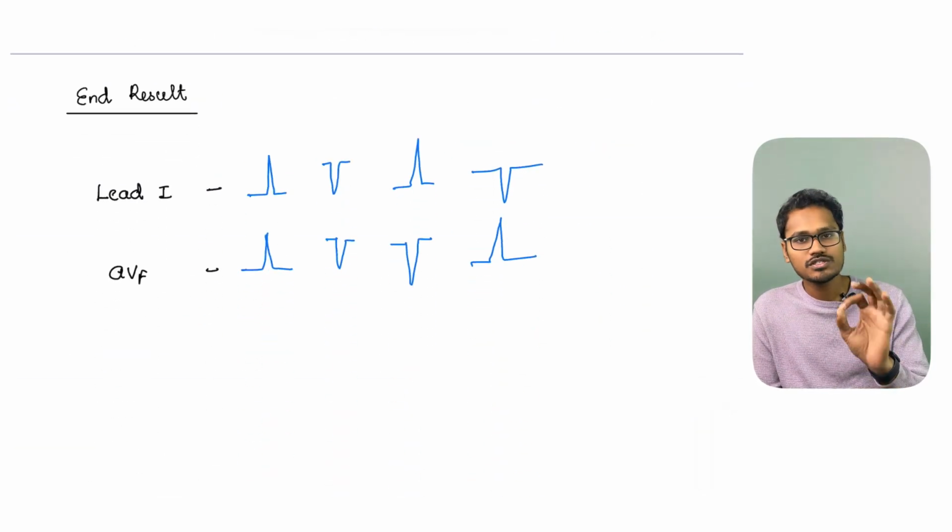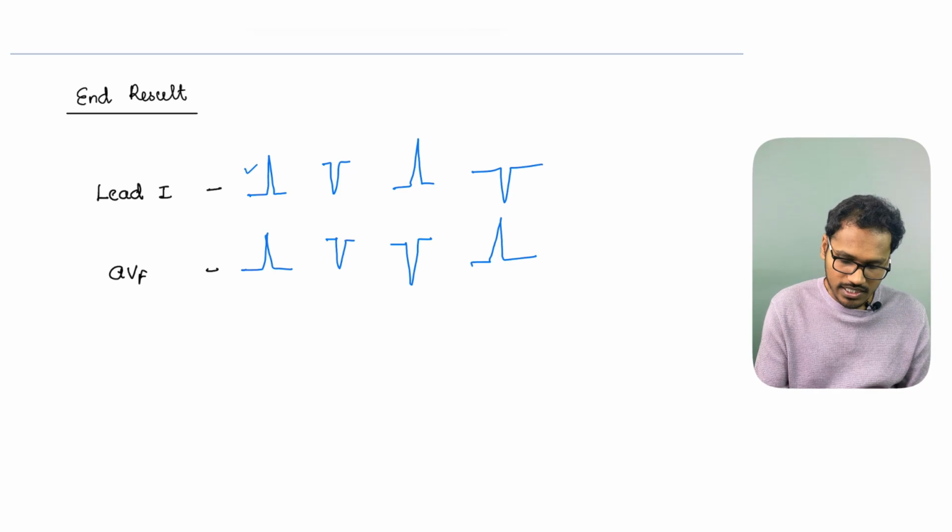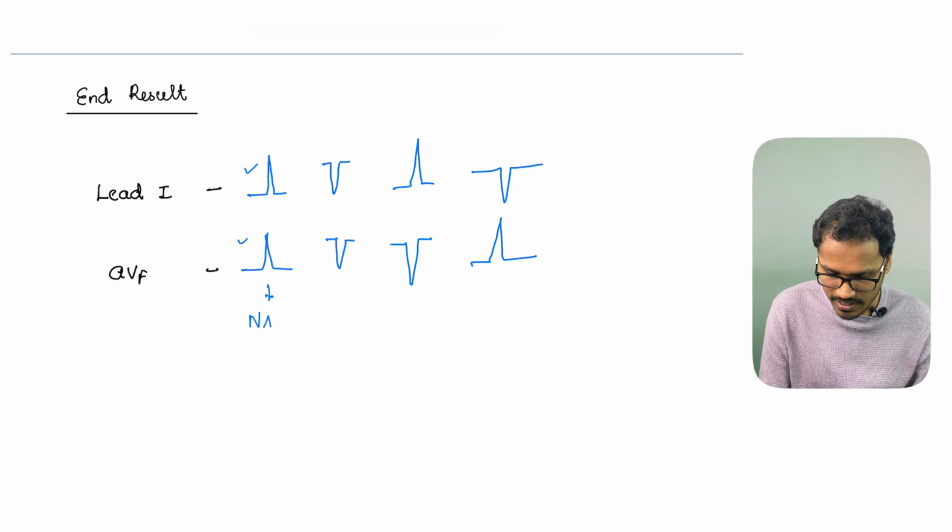What you have to do is just look at two leads. One is lead 1 and the other is lead AVF. When both are positive, the answer is simple, that is normal axis. When both are negative, extreme conditions, that is extreme axis deviation.